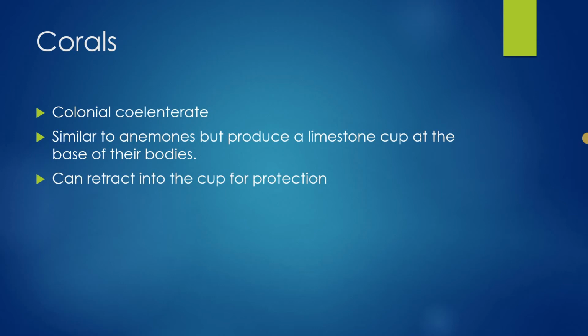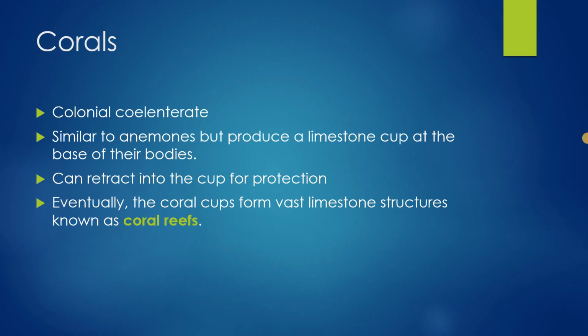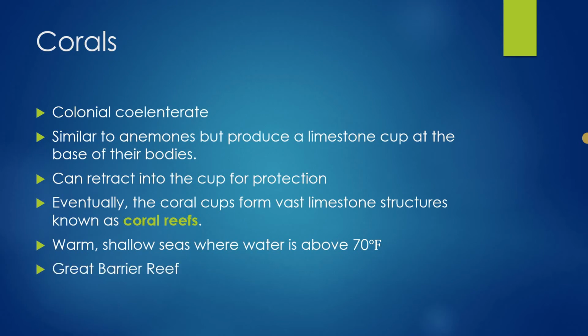So, of course, they do also have stinging cells. Eventually, the coral cups form vast limestone structures. So once these things die, they form these limestone structures, and we call those coral reefs. And those are massive structures underwater. Now, usually you'll find these in warm, shallow seas. In fact, if the water gets too hot or too cold, these die. They have a very small tolerance range. And so, of course, we have the largest one there, the Great Barrier Reef.